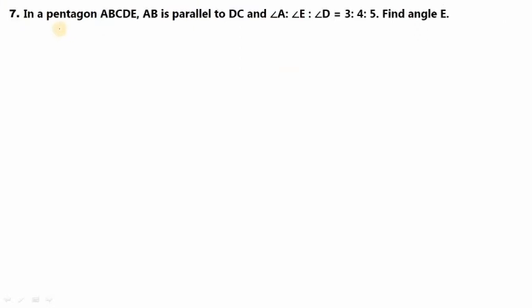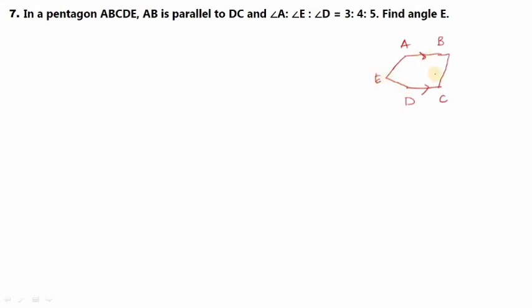Now let's look at this particular problem. In a pentagon ABCDE, AB is parallel to DC. So let me draw two parallel lines first. AB is parallel to DC. Since they are parallel, 3 sides are done. So let me draw 2 more sides. So this is your E.